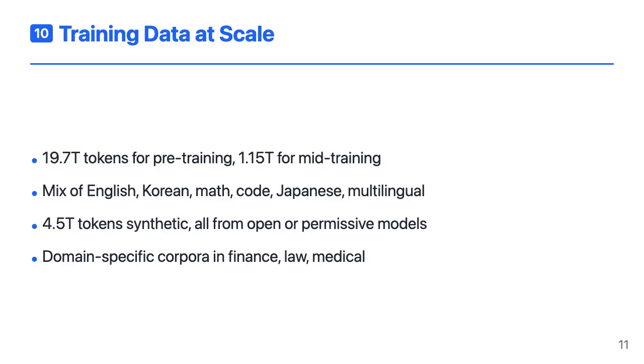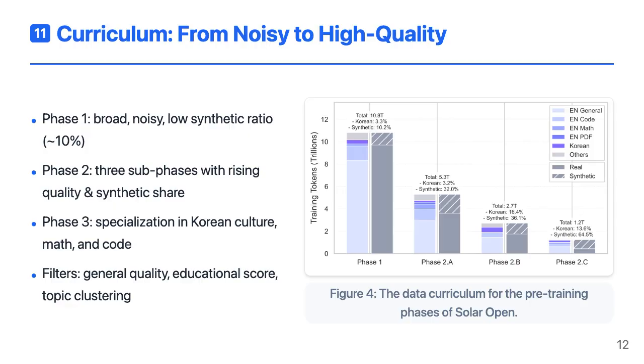For pre-training, Solar Open sees about 19.7 trillion tokens. This includes large English general text, math and code, Korean general text, Japanese, other multilingual data, and carefully curated domain-specific corpora in finance, law, and medicine. On top of that, they generate 4.5 trillion tokens of synthetic data using Solar Pro 2 and other permissive open models. After pre-training, there's a mid-training stage with another 1.15 trillion tokens focused on reasoning, long context, and preventing forgetting. The data isn't just dumped into the model, it's fed through a curriculum.